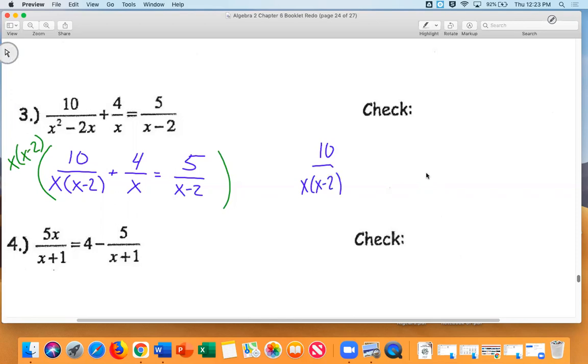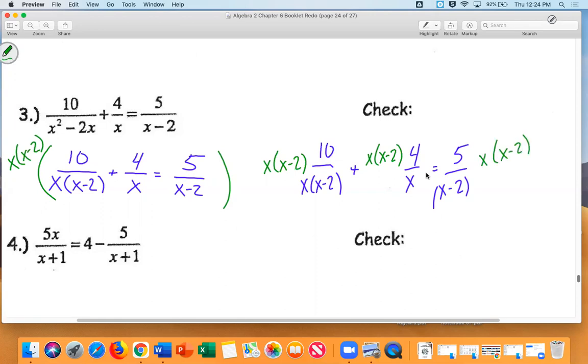So I have the 10 over x times x minus 2 times x times x minus 2 plus x times x minus 2 times 4 over x equals 5 over x minus 2 times x minus 2.